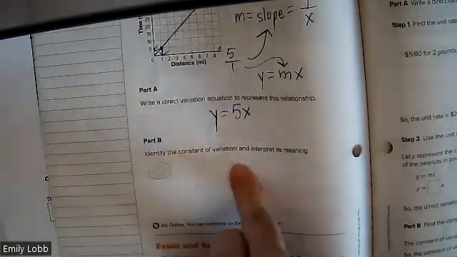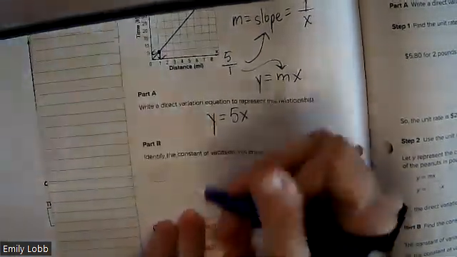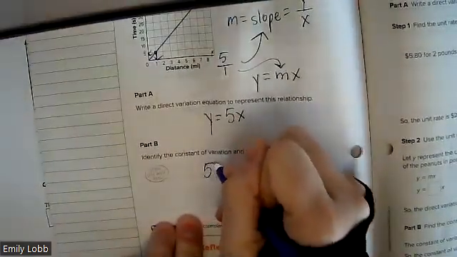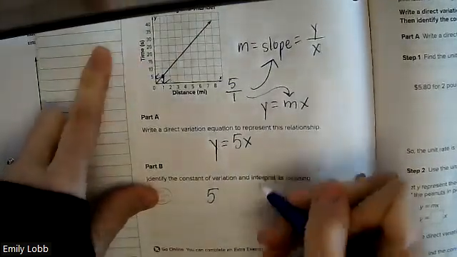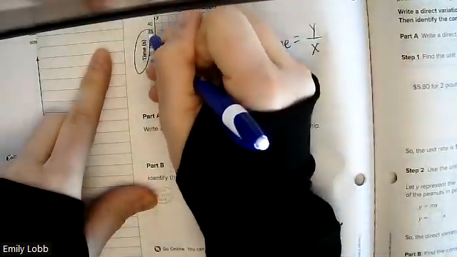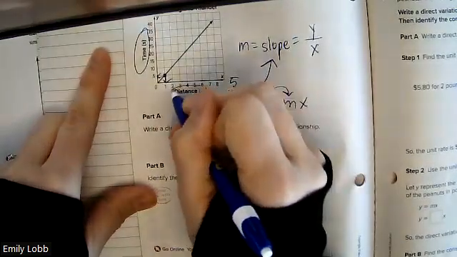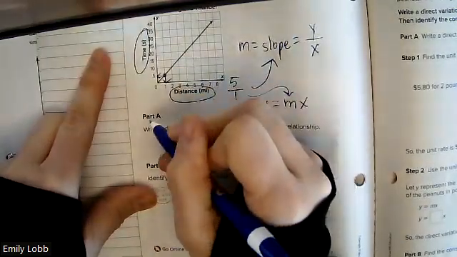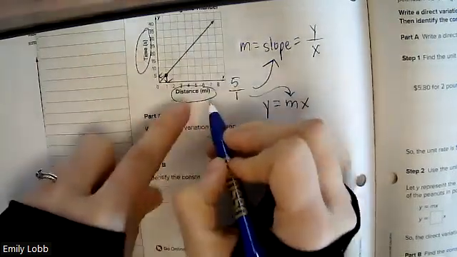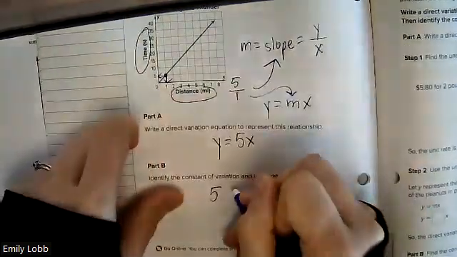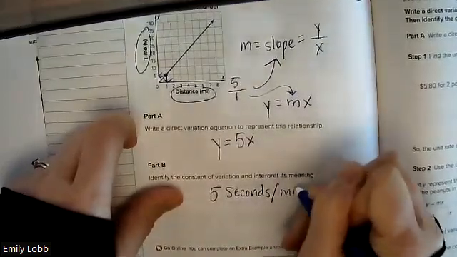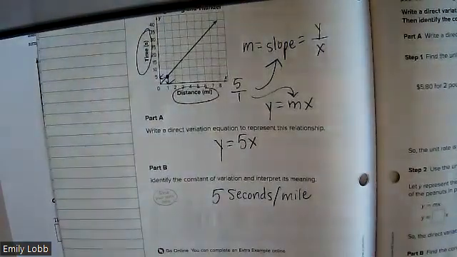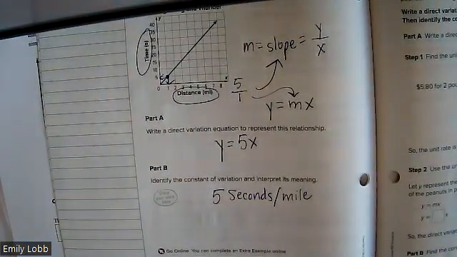So identify the constant of variation and interpret its meaning. So 5 is our constant of variation. Remember, we're going to look at our labels. We're going to do this label divided by this label. So seconds per mile. Remember, per means divided by. We use a fraction bar for per often, so hopefully that helps.